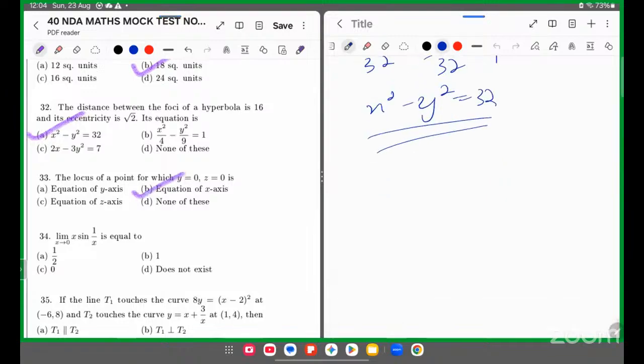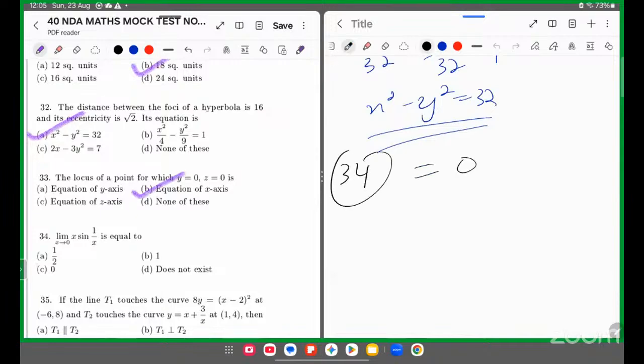Question number 34. Limit x tending to 0 of x sine 1 by x. We know that whatever be the value of x, sine 1 by x is always between minus 1 to plus 1. So if you put x into sine 1 by x, you are actually multiplying 0 into a finite value. So this will always be 0. So for question number 34, answer will be 0.